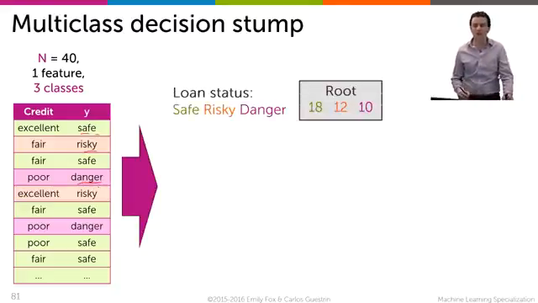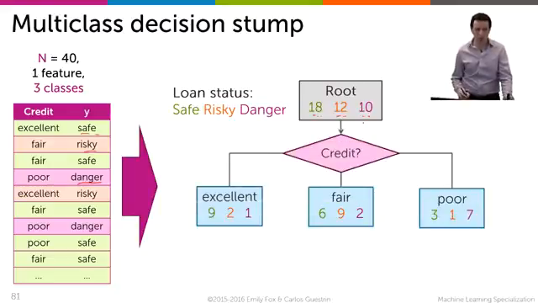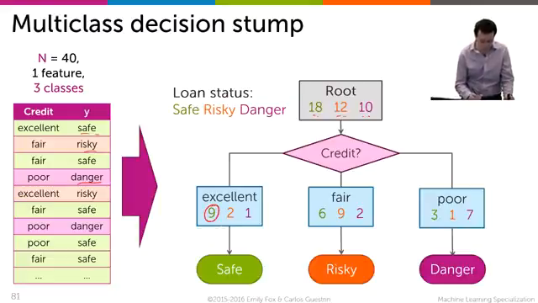If you look at the root here, you'll see that there's now three possible categories: safe loans, risky loans, and danger loans. And if you split on credit, we'll see pretty naturally that some of these loans fall in the excellent bin, some fall in the fair bin, some fall in the poor bin. And the ones that fall in the excellent bin, you see that the majority here are safe, so we predict safe. For the fair bin, we see that the majority is risky, so we predict risky. But for the poor credit bin, the majority is dangerous, so we don't even touch those.